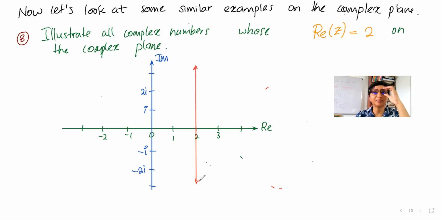Is that clear? All the points on this line, for all the numbers on this line, the real part is 2. So I have shown all the numbers who satisfy this given condition. Is this clear? Is this clear?